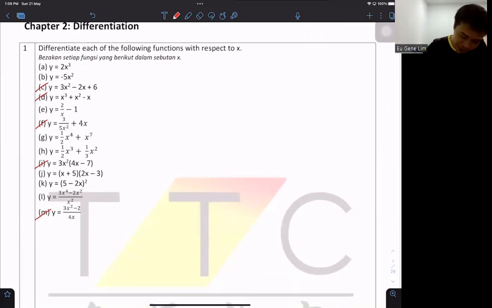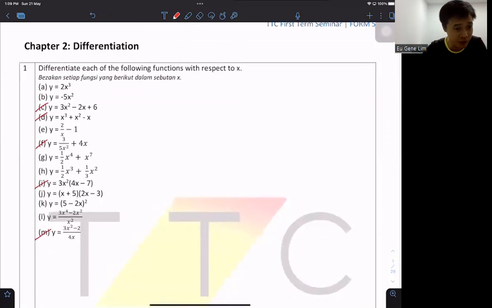Okay, now we try to do some of these questions first. Make sure you know how to differentiate first. Let's start with question C: y equals 3x squared minus 2x plus 6.